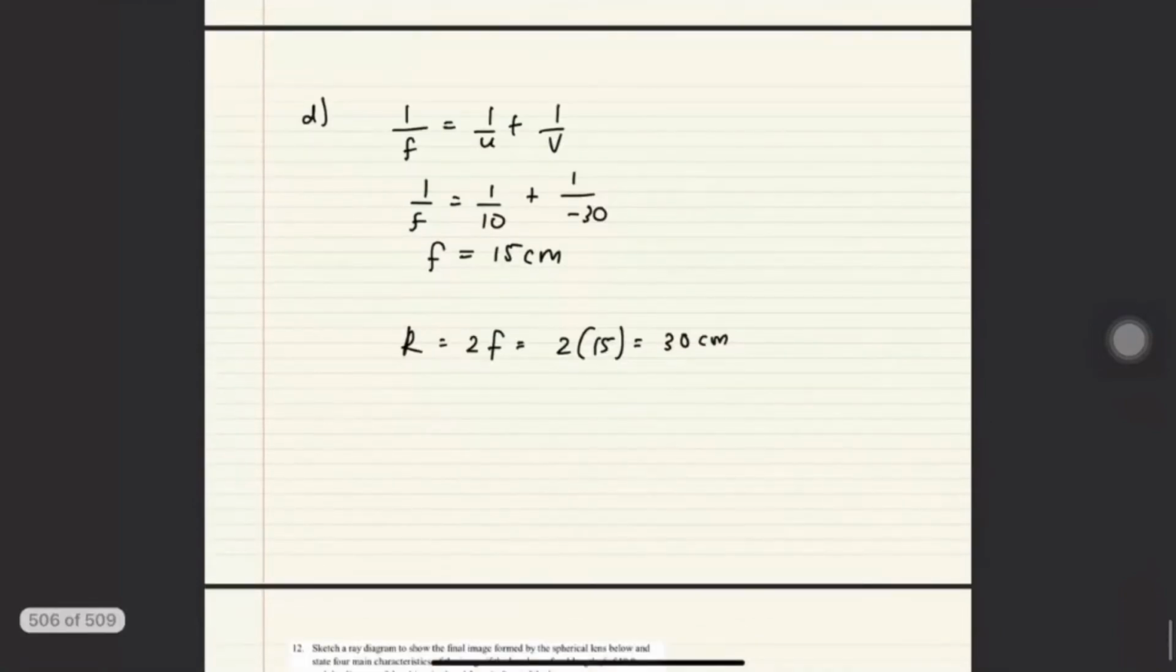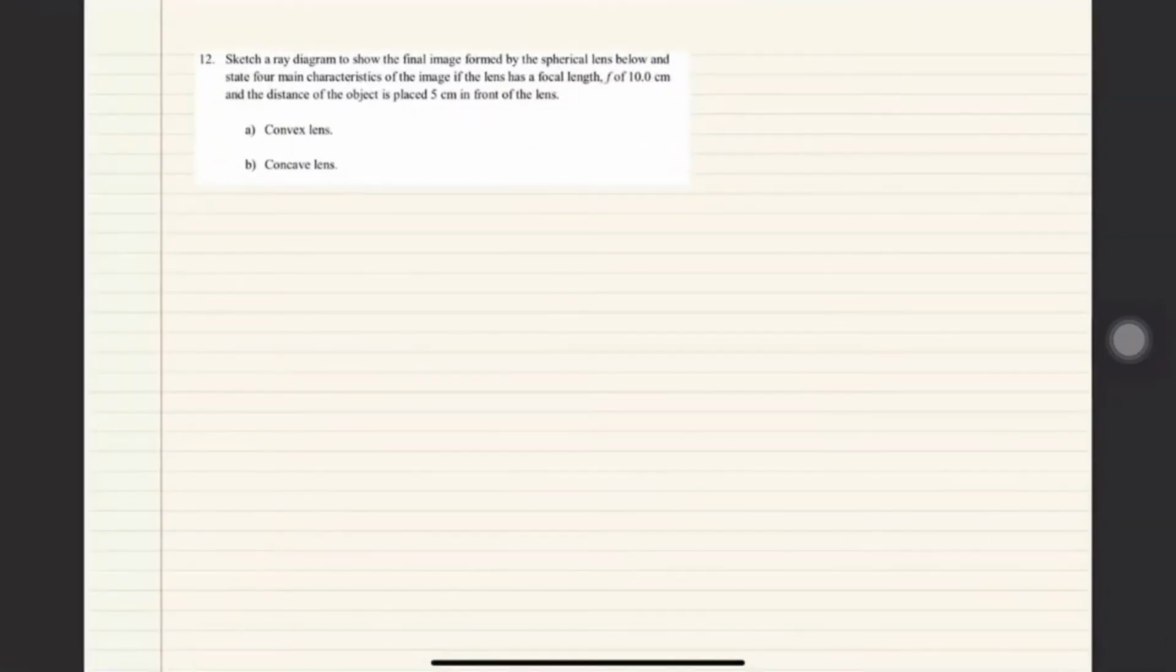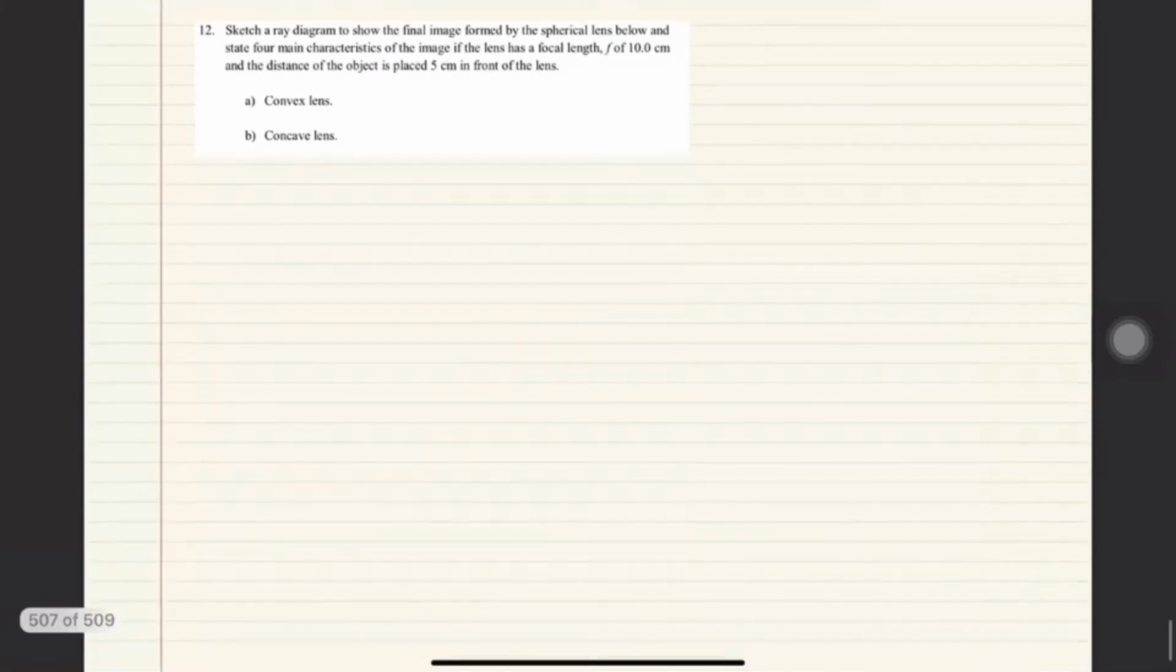No, sir. Kita tadi, we go straight to question 12. That's what 11 kita dah discuss. Okay, question 12 kata sketch a ray diagram to show final image formed by spherical mirror below. State form and characteristic of the image with the length of focal length of 10 cm. Distance of object is 5 cm in front of the lens.